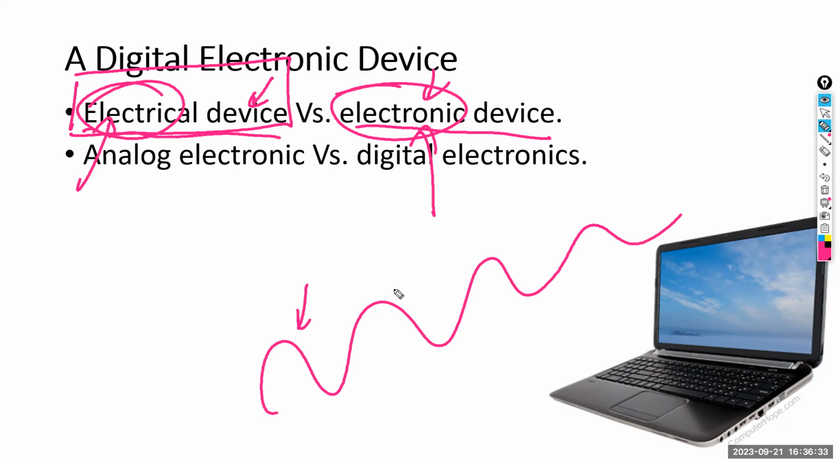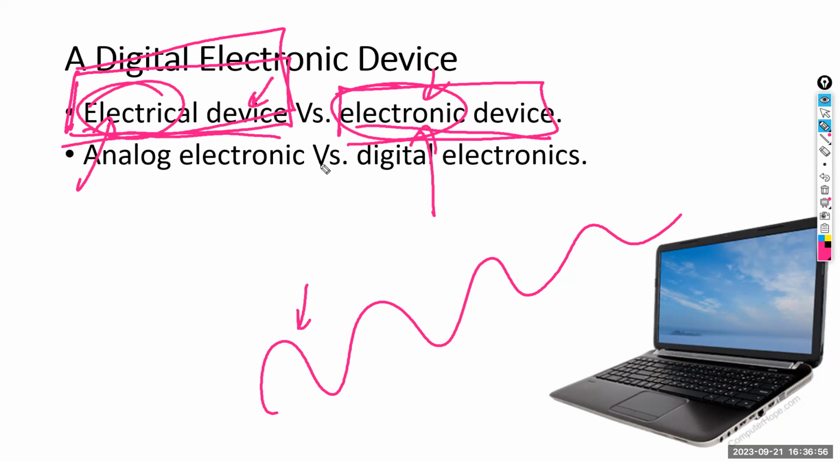Right? Process signals. That is not the purpose of an electrical device. Your light is not processing signals. An electric kettle is not processing signals or generating signals. But electronic devices either generate signals or process signals. Okay, that is a difference.